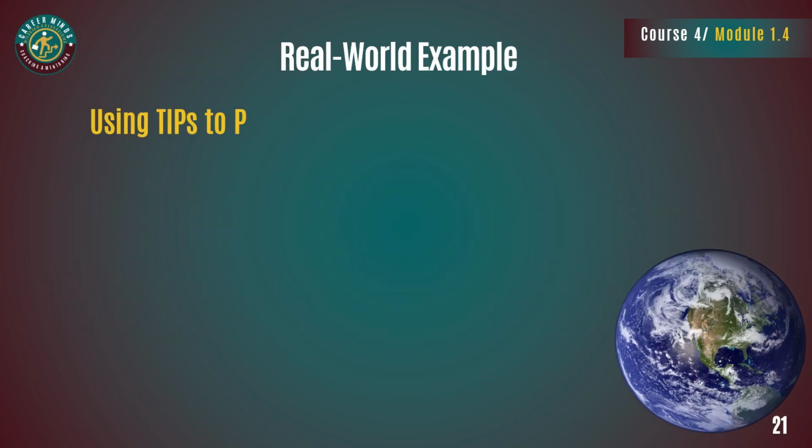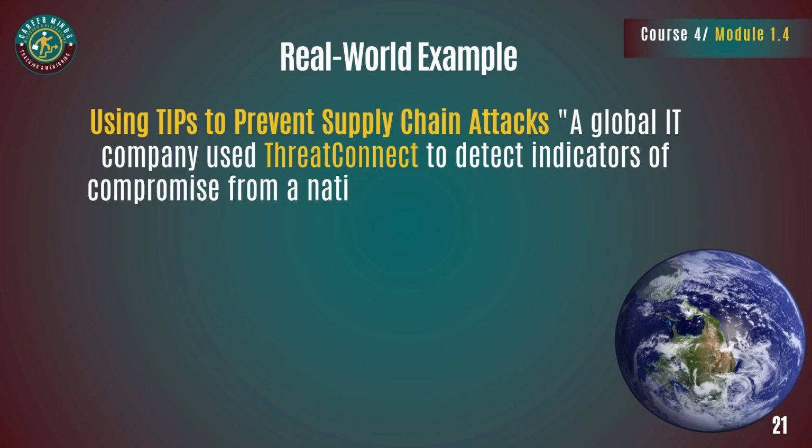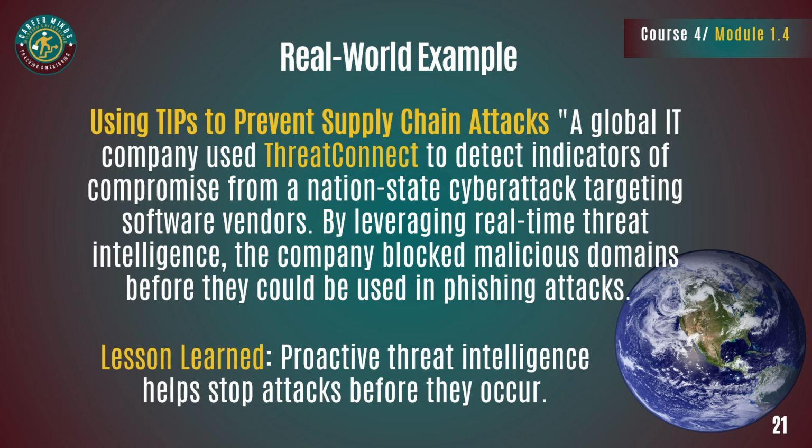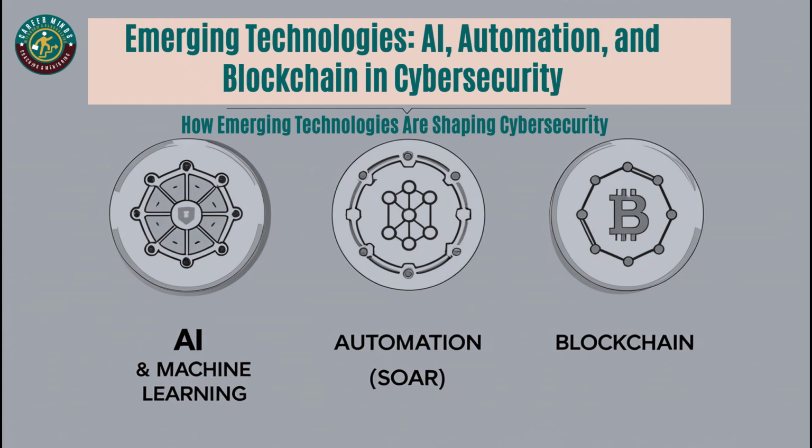A global IT company used ThreatConnect to detect signs of a major supply chain attack. By identifying suspicious domains early, they were able to block phishing emails even before employees ever saw them. The lesson learned here is that TIPs are like weather forecasts for cyber threats. They help to prepare you for the storm before it hits. Think of it like getting a heads up that someone is targeting your house even before they arrive on your street. Let's now look at some emerging technologies like AI, automation, and blockchain, and how they affect cybersecurity.